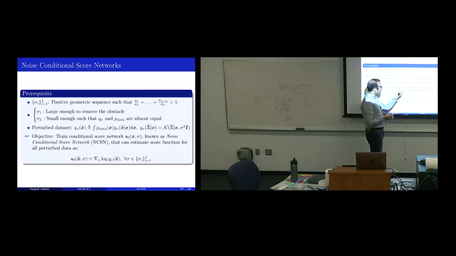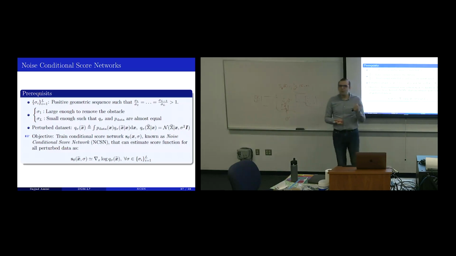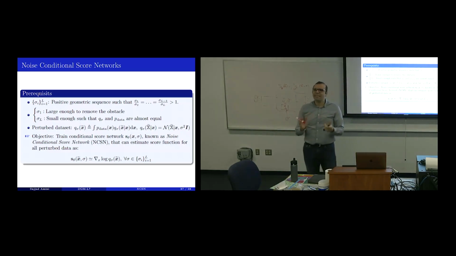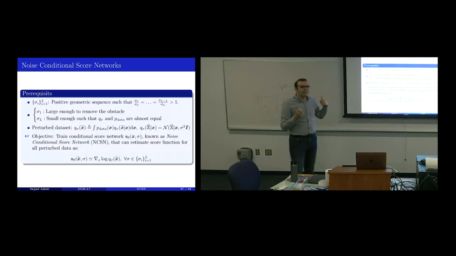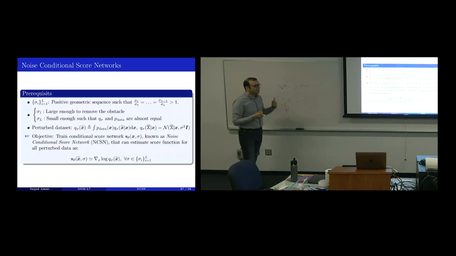So in the noise conditional score network, we still have a score function estimator, but it is a tunable score function estimator. It means that it can understand what the input is, how noisy the input is, and then denoise it at the output.